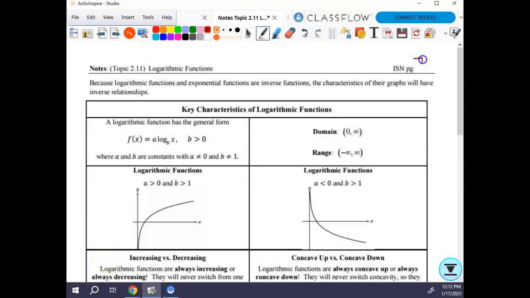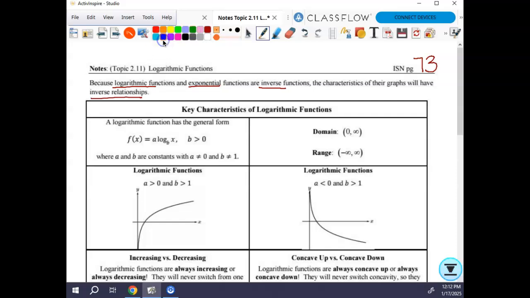All right, going on page 73 when we're done. Still talking about log functions. So as a reminder, because logs and exponentials are inverse functions, the characteristics have inverse relationships. We're switching x and y, right? Switch all the input characteristics with the output characteristics. So let's look at those.